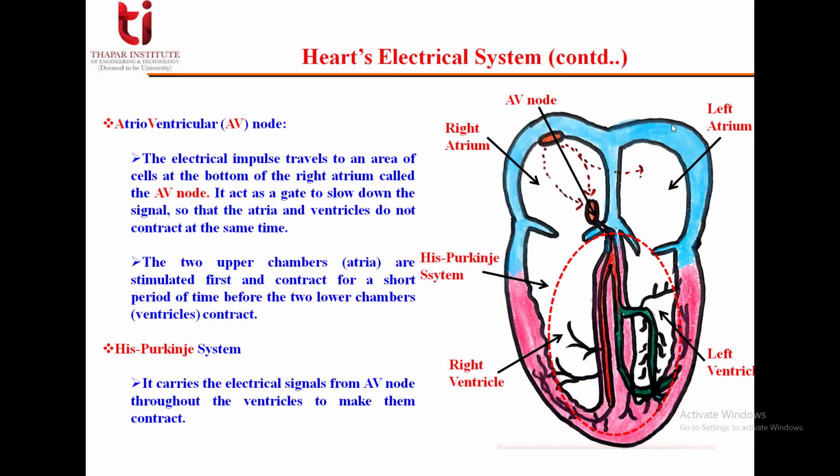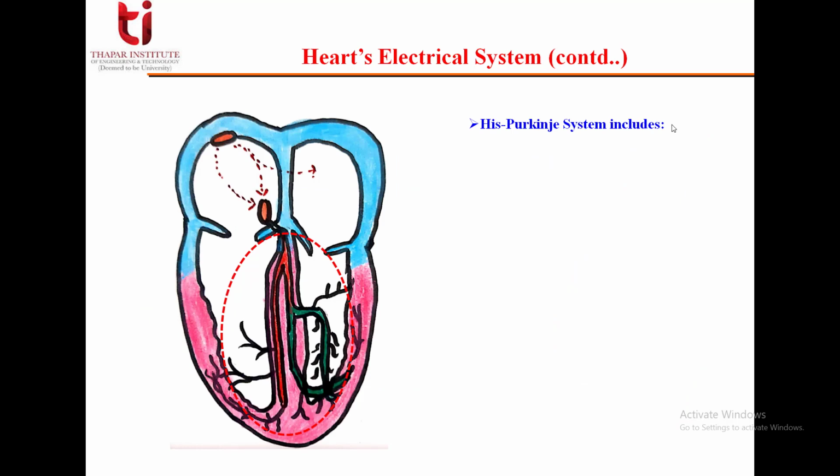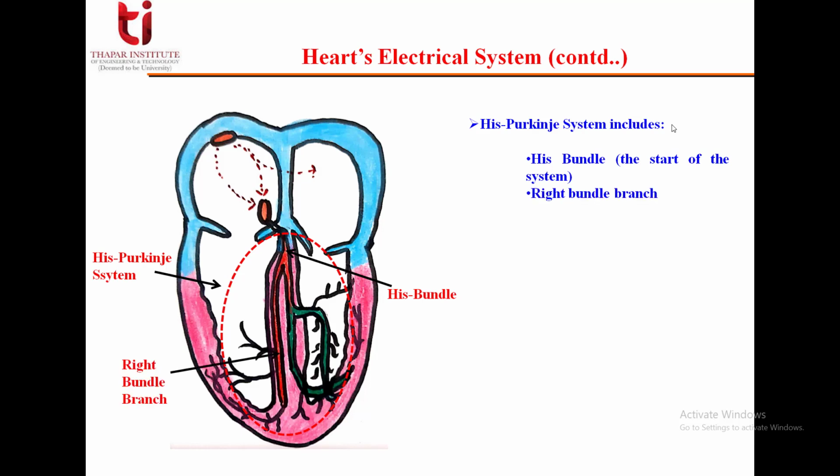It carries the electrical signals from the AV node throughout the ventricles to make them contract. Now what constitutes this His-Purkinje system? It includes the His bundle, which is the start of this system, and then we have the right bundle branch and left bundle branch. These are the main parts of the His-Purkinje system. And then at last we have the Purkinje fibers.